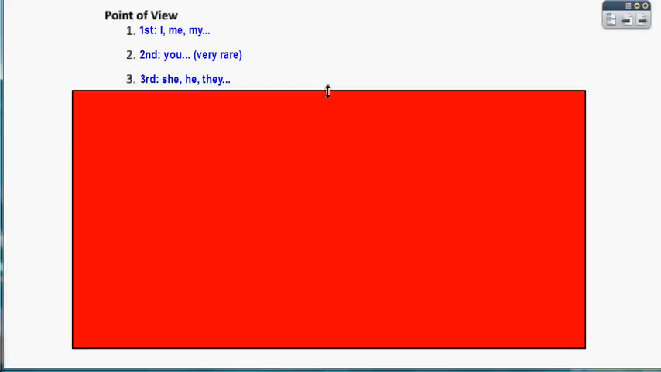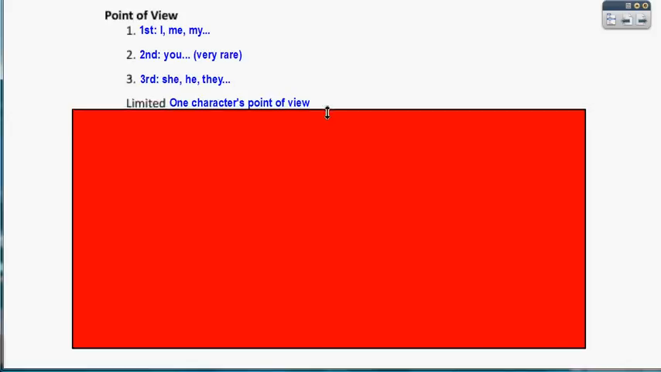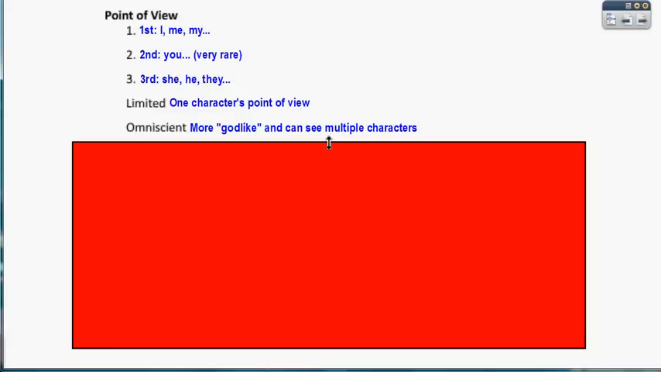Third person narration is more common in novels and stories, and that would be a narrator telling the story about she did this or he did that, and so it's more objective and from a distance. In third person narration we have two additional types. We have limited, and so that narrator in third person is mainly following one character's point of view and can only get inside that one character's head to hear thoughts or emotions. Omniscient means that in that third person narration the narrator is more godlike and can get in multiple characters' heads and can see multiple points of view at the same time.